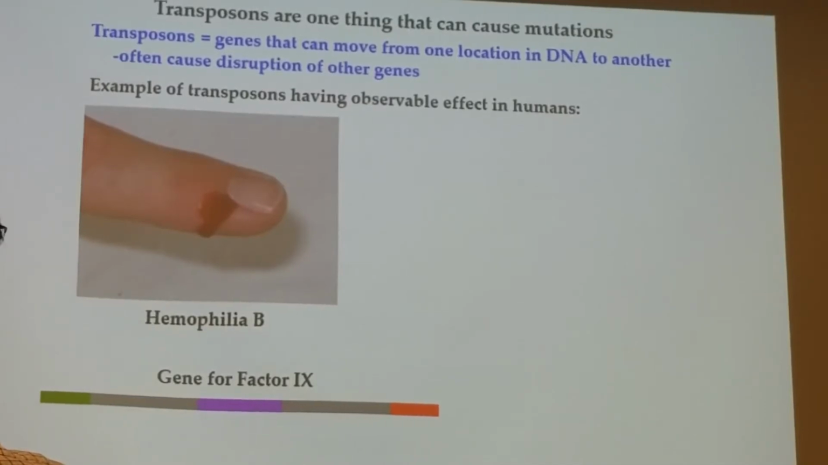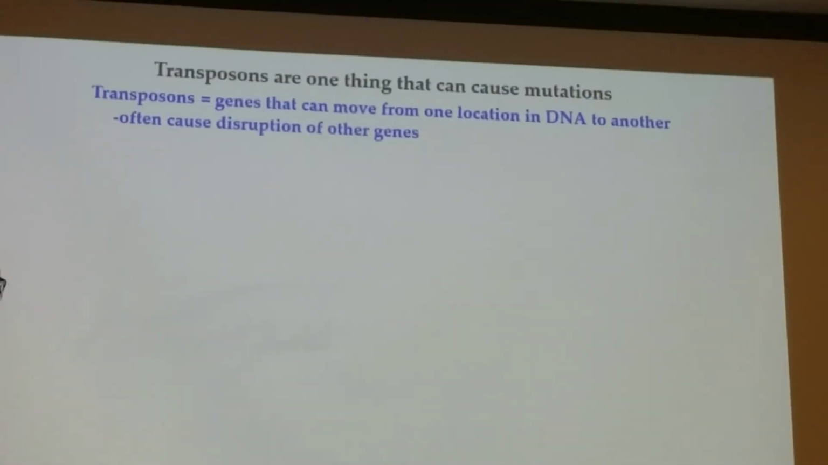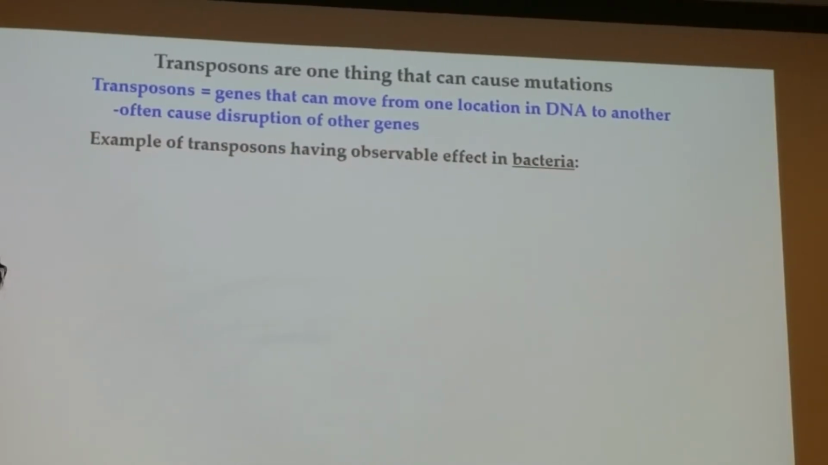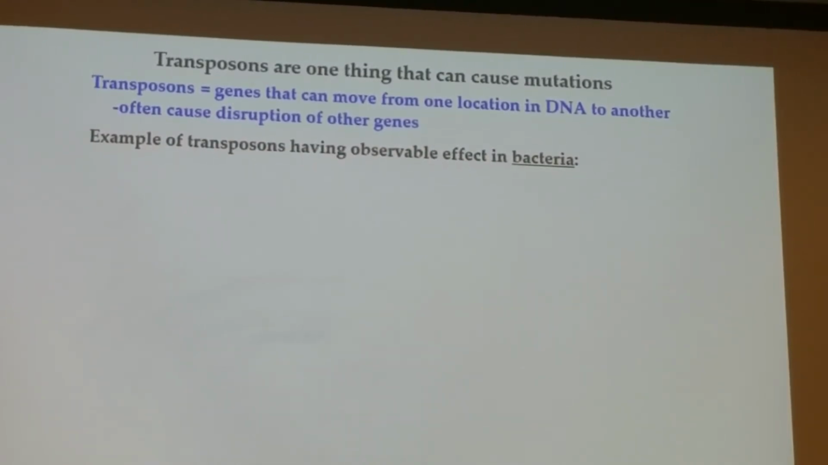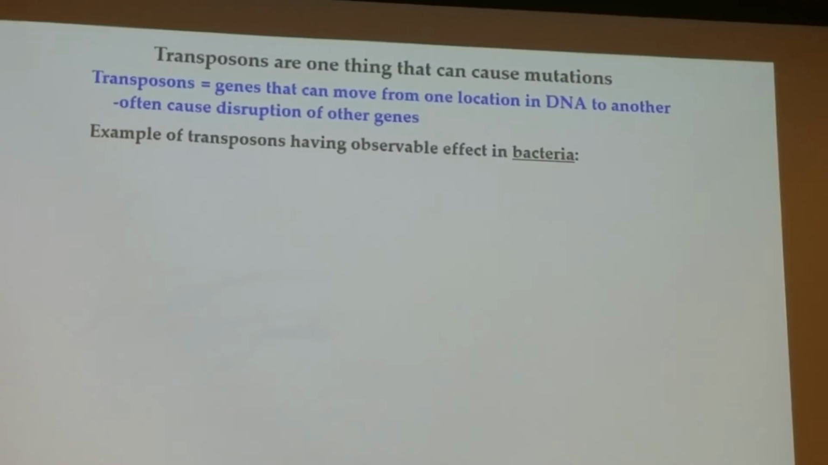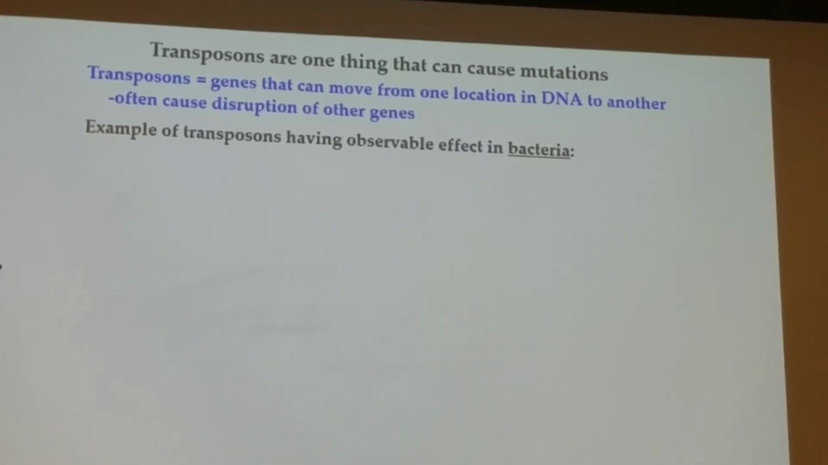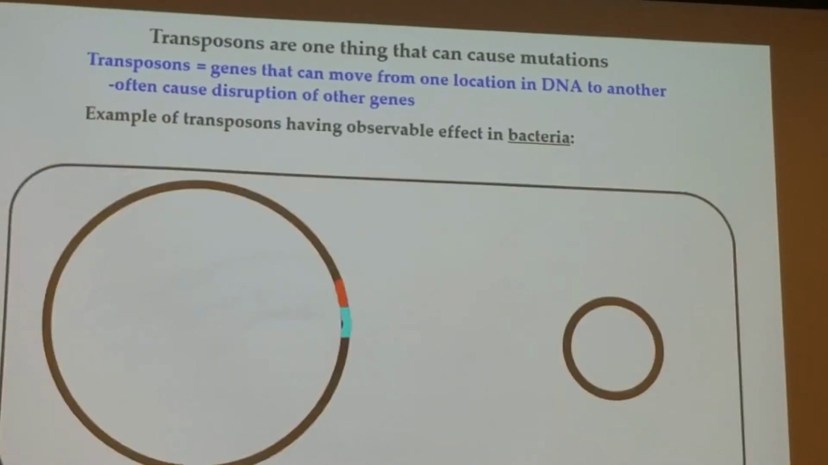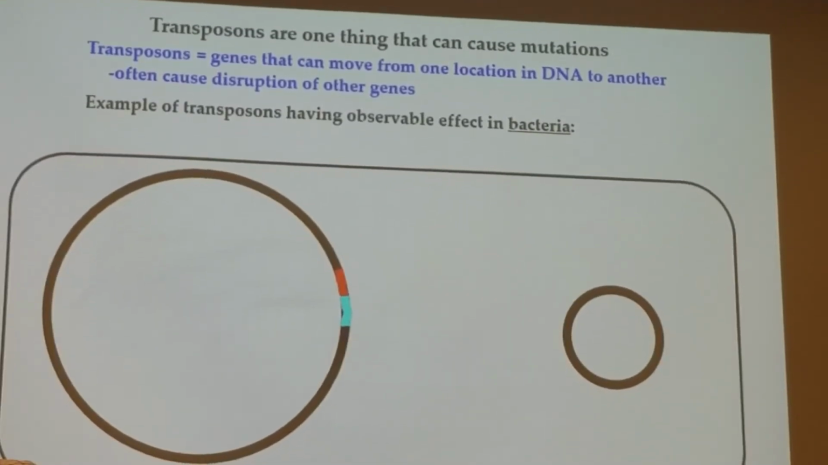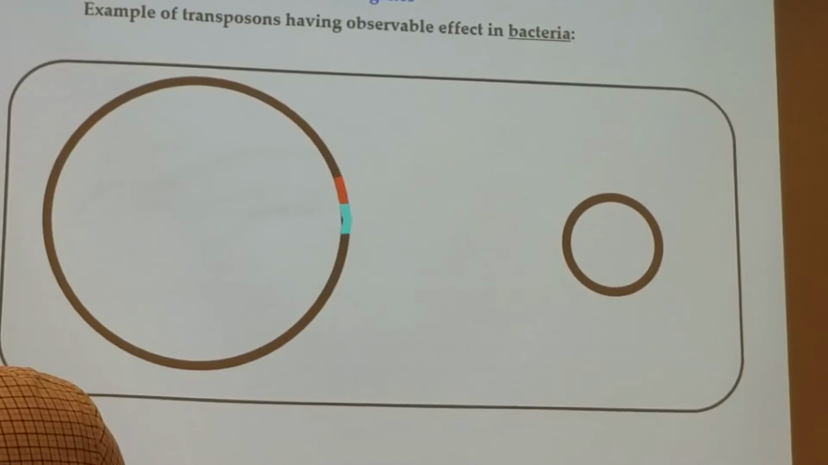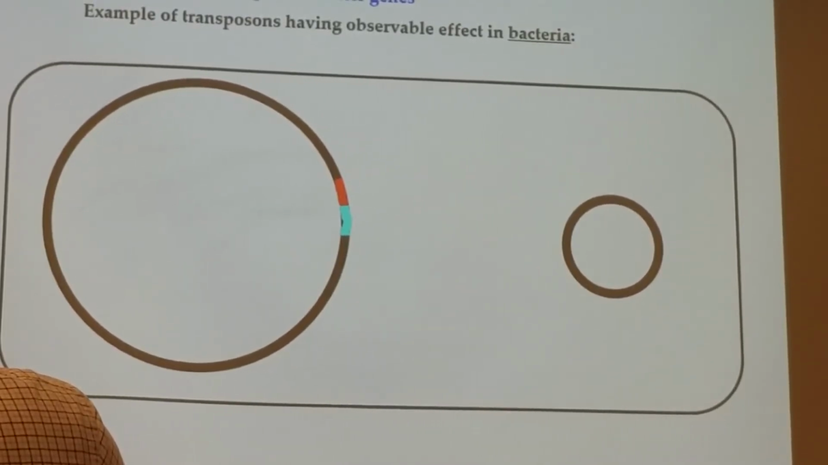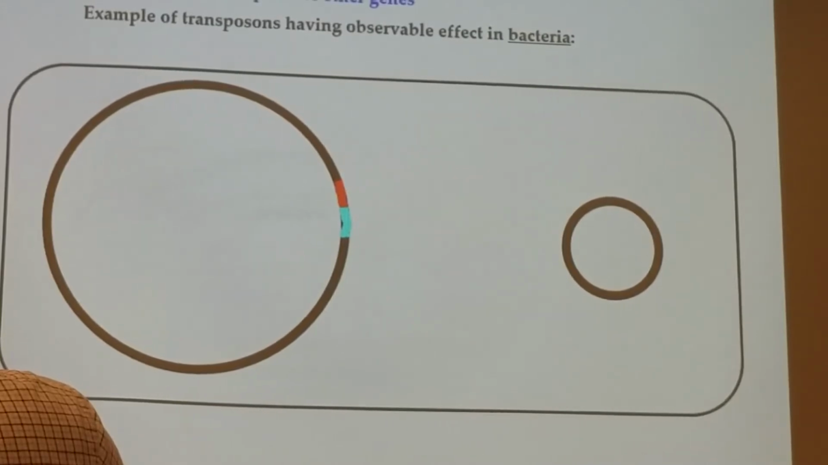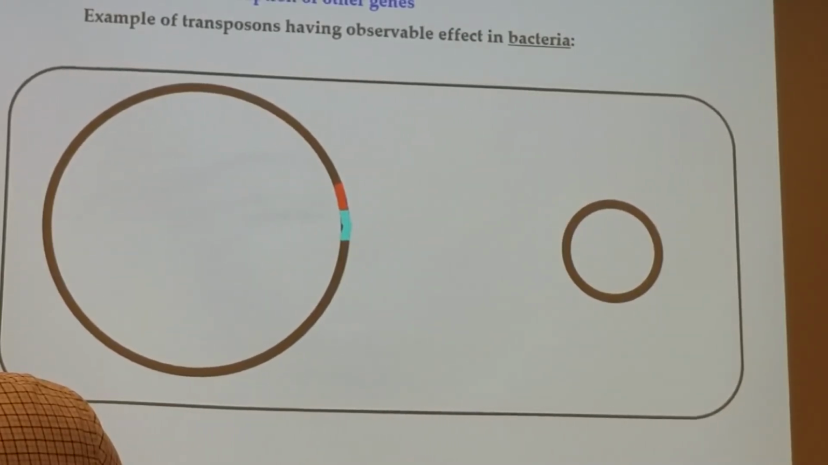Here's another example of transposons, one that you actually find in bacteria. This is a cool example because not only does it show an example of transposons, but it shows an example of a weird thing that transposons sometimes do. Here's a bacterial cell. And drawn within that bacterial cell are two different types of DNA. If I told you that one of those was a plasmid, which one would you guess is the plasmid? The one on the right, the one on the left?